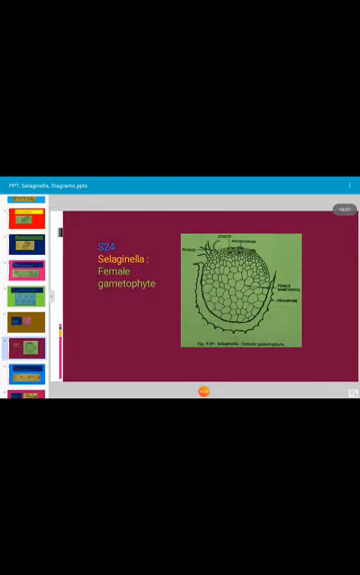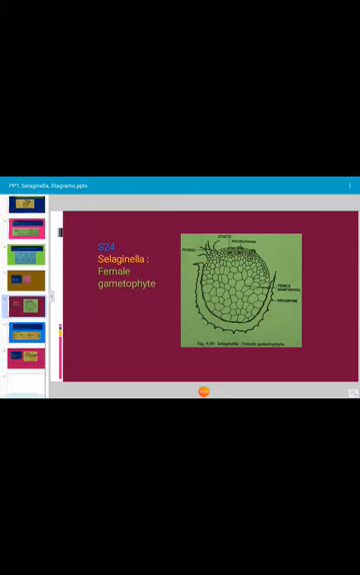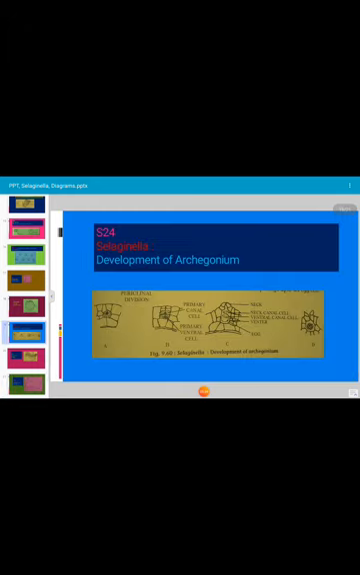This is the Selaginella female gametophyte. The megaspores, also known as macrospores, germinate and produce the female gametophyte. The female gametophyte produces archegonia. These are the female gametes. This is the photograph of the female gametophyte or female prothallus. Gametophyte is also known as prothallus. These are the developmental stages of archegonium. On the female gametophyte, this is the process when the archegonium develops. Okay.